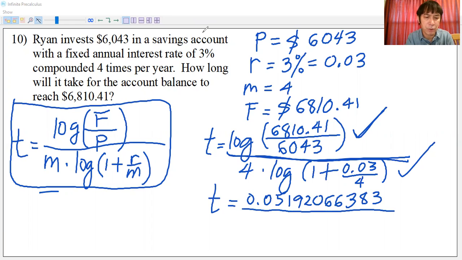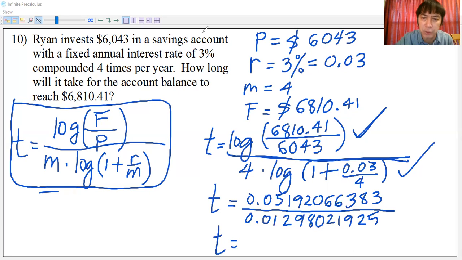All right, so this is 4 times logarithm of 1 plus 0.03 over 4. Okay, that will be equivalent to 0.0129 80219 25. Okay, that's the number at the bottom, that's 4 times logarithm of the sum of 1 plus 0.03 over 4, okay? All right, let's compute now the time in years.